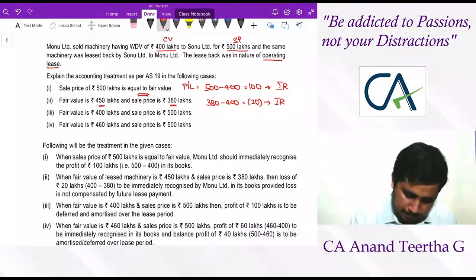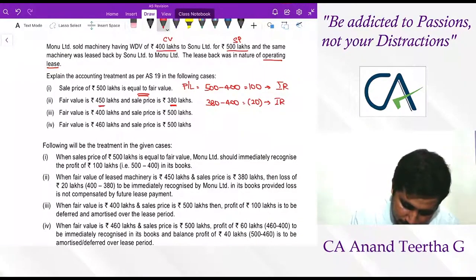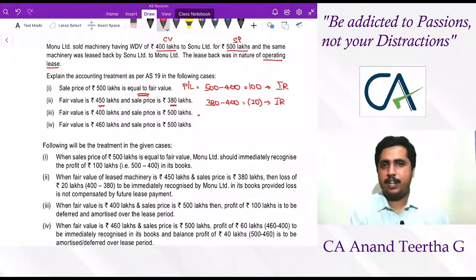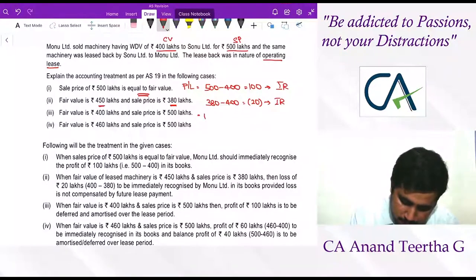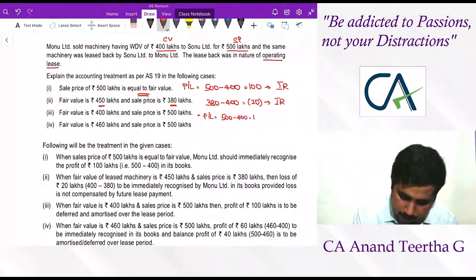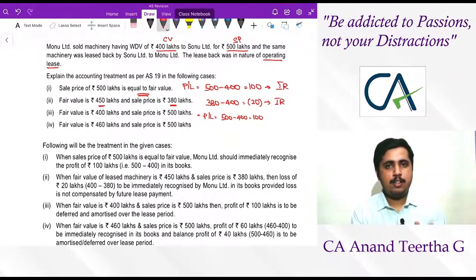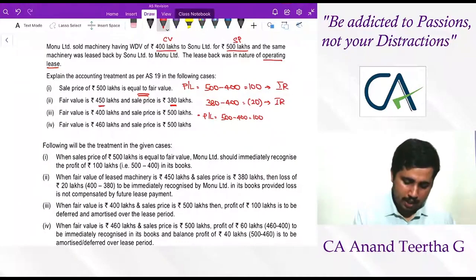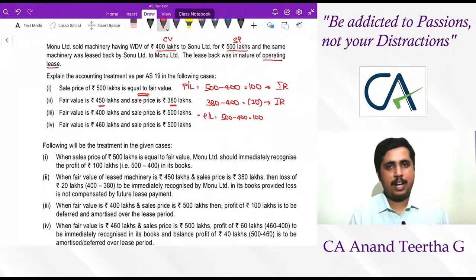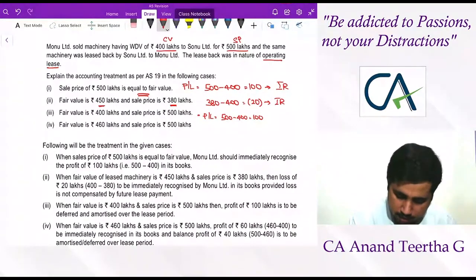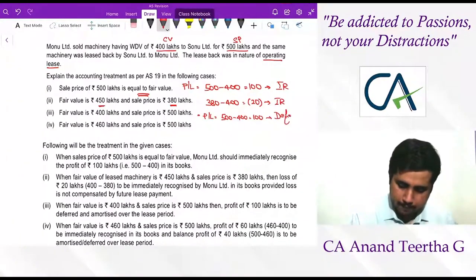Now, third one, fair value is 400 lakh and sale price is 500 lakh. Fair value 400, sale price 500. First, profit or loss is what? 500 minus 400. This is 100. Now, what is happening? Above fair value. So, 400 is fair value. Sale value is 500 lakh. So, fair value and carrying value are the same. It's 0. But the entire amount of profit you have earned is more than fair value. So, what happened? Defer. This you have to defer totally.